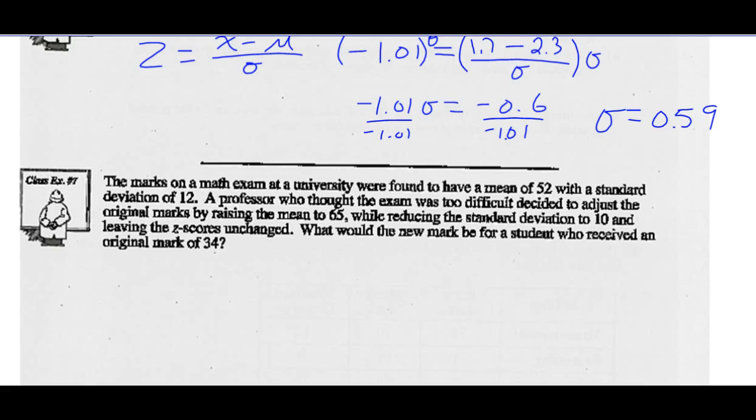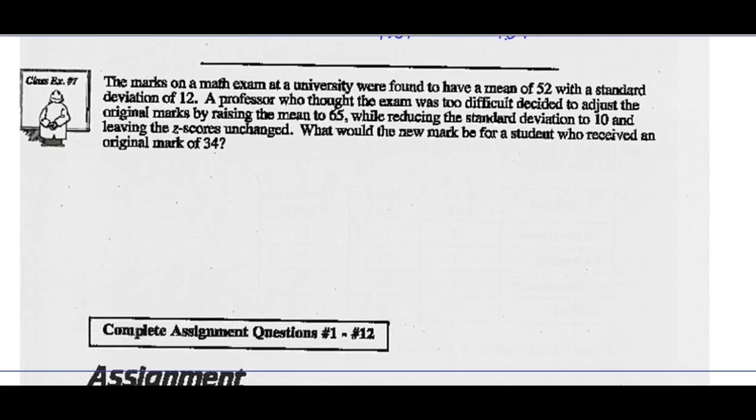Example 7. The marks on a math exam at a university were found to have a mean of 52 and a standard deviation of 12. The professor thought the exam was too difficult, so he decided to adjust the original marks by raising the mean to 65 and reducing the standard deviation to 10, but leaving the z-scores unchanged. What would the new mark be for a student who received an original mark of 34%? All right, so let's find out what the z-score of 34% was on the original exam.